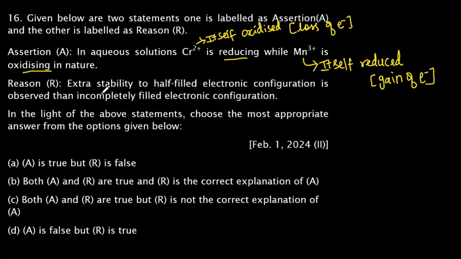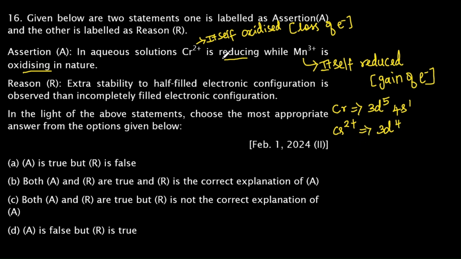And what is the reason for that? Extra stability to half-filled electronic configuration is observed than incompletely filled electronic configuration. So we are going to see the assertion based on the electronic configuration. First we will see the electronic configuration of chromium, 3d5 4s1. Then Cr2+, after the removal of 2 electrons, will become 3d4.